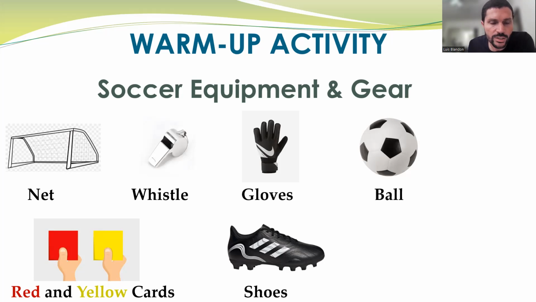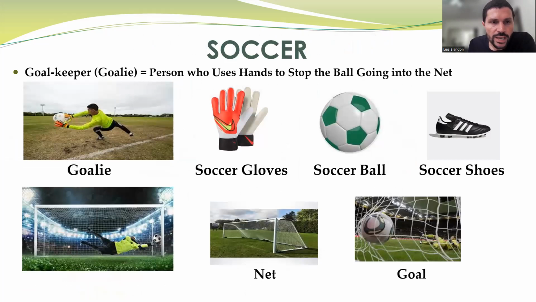Any questions about what you're seeing on the screen? All right, we're going to switch to the next presentation. So here we go. We're going to start talking about the goalie. The goalie is the person who stops the ball from going into the net. So the person you're seeing on the screen, it's the goalie, the one on the left side. As you're looking at the presentation, the goalie uses those gloves that we talked about earlier. They're called soccer gloves because we have different type of gloves. So we're gonna call them soccer gloves.